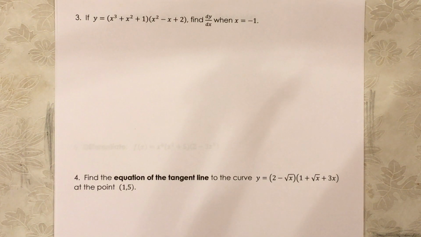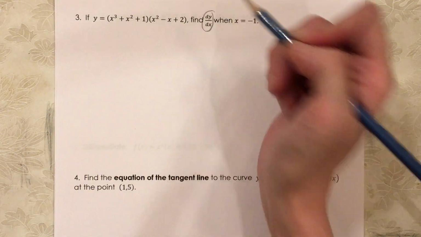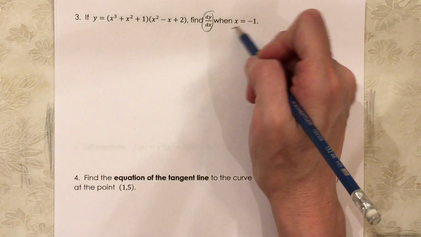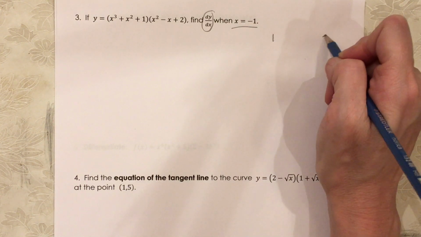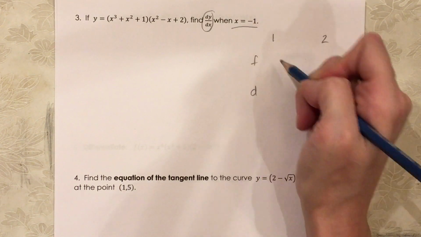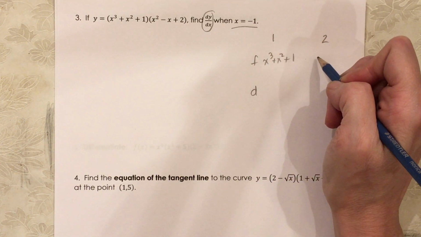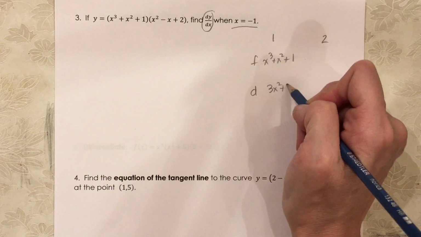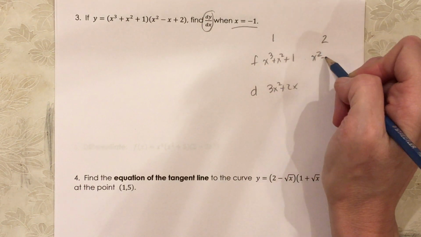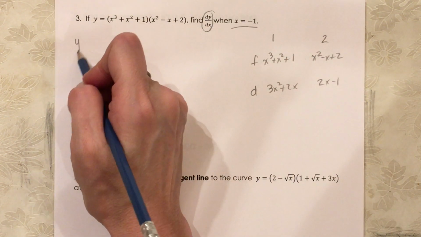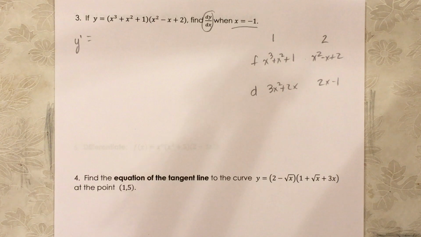Okay, so if y equals the product of these two functions, find dy by dx. So that's just using Leibniz notation, but it still means derivative of y with respect to x when x is negative 1. So another one of these where we just need to find the derivative and substitute in this time negative 1. So let's have our first function and our second function, function derivative. They're a bit longer this time. Derivative is 3x squared plus 2x. X squared minus x plus 2, derivative would be 2x minus 1.